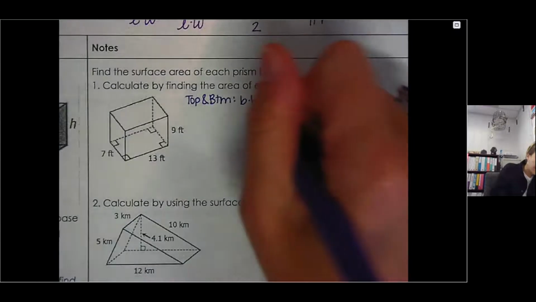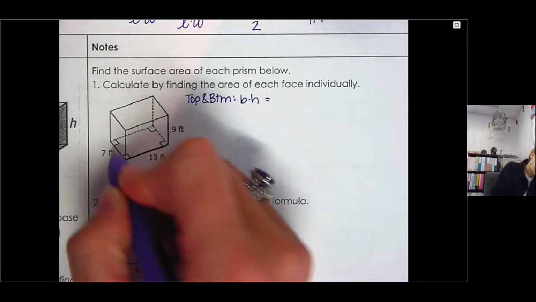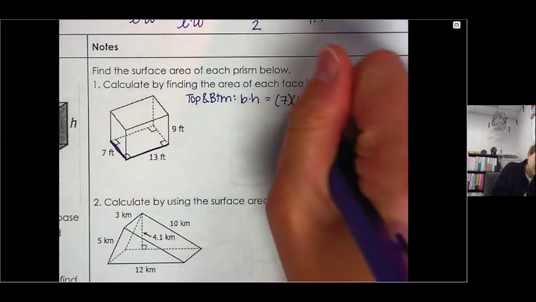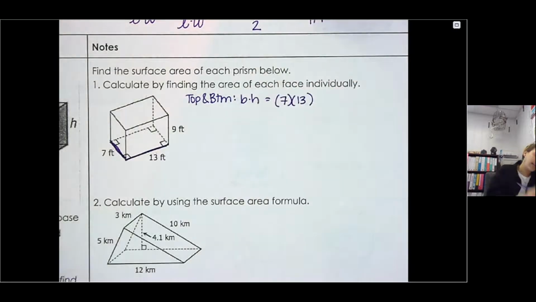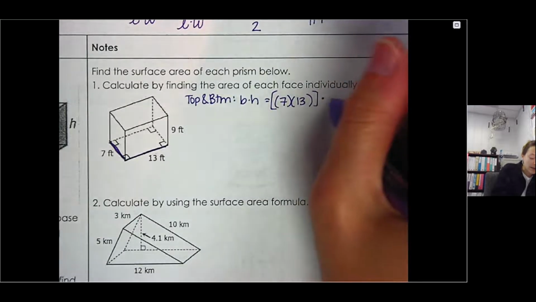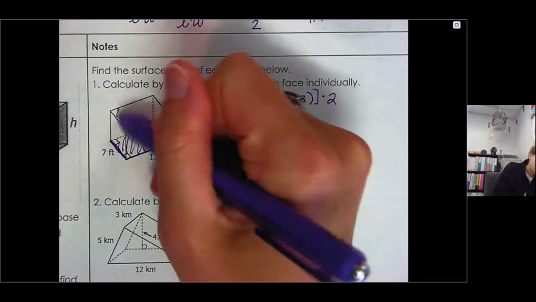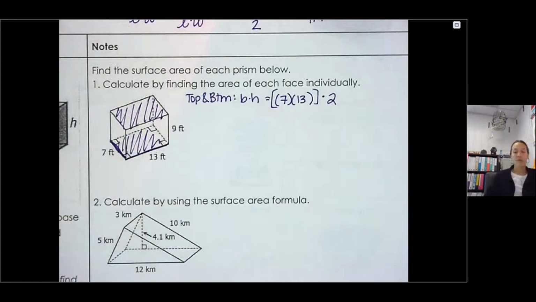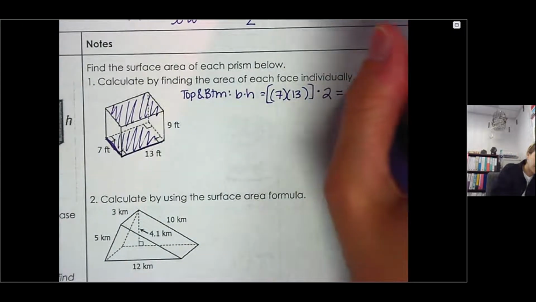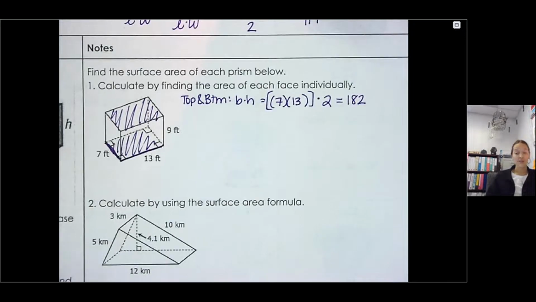So my base is 13 and my height is 7. And then I'm going to take that whole thing after I multiply those 2 and multiply it by 2 because you've got 1 at the bottom and you have 1 at the top. So I'm going to do 7 times 13, then multiply by 2, and I'm going to get 182. So that's the area of the top and bottom.